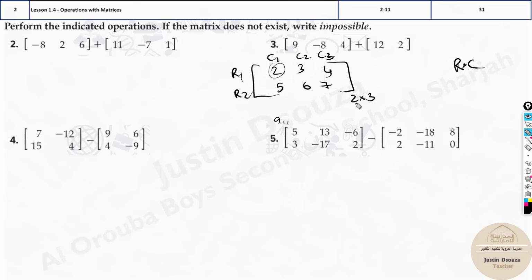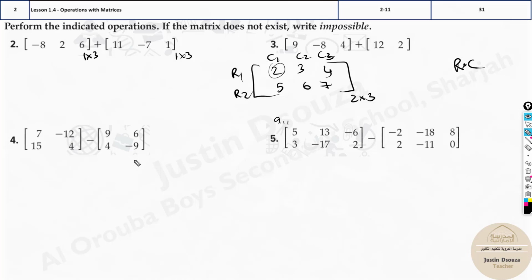When you add and subtract, the rows and columns of both matrices must be the same. It must match. Now here, how many rows are there? It's just 1 and 3 columns. Here also 1 and 3 columns. Now we can perform the addition.